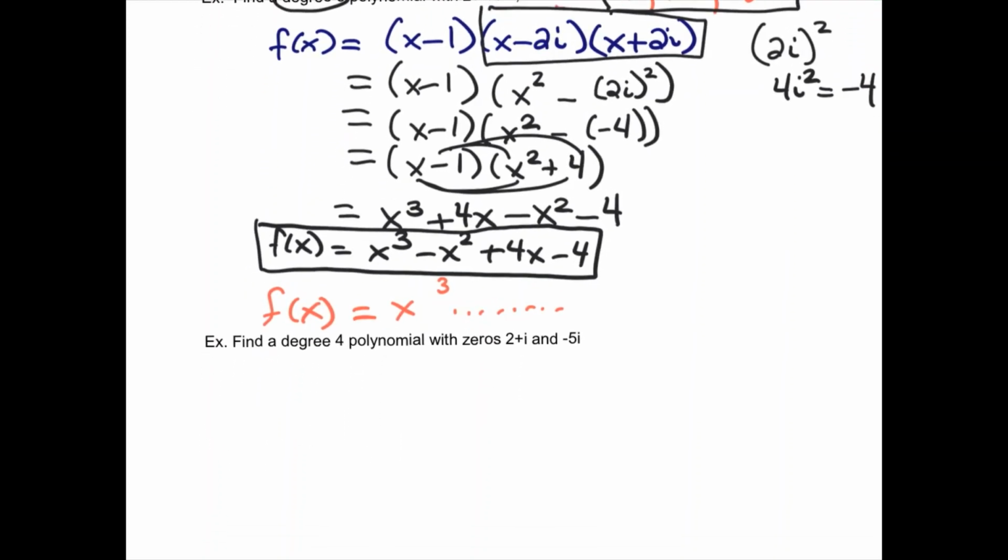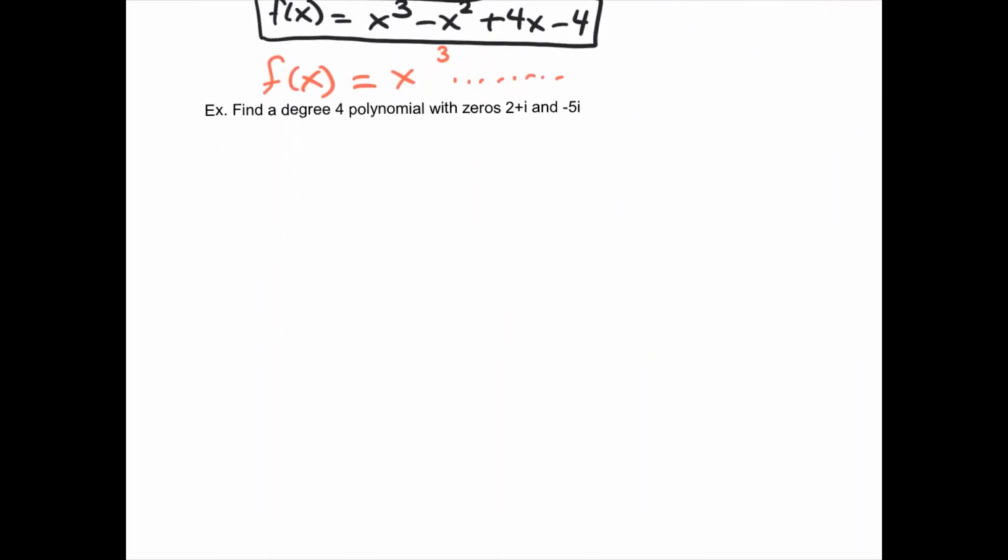Let's look at our last one here on this page. It says find a degree 4 polynomial with zeros 2 plus i and minus 5i. Same idea. If I want to find the other 2 zeros, I know one is going to have to be 2 minus i and one's going to have to be positive 5i. So in this case, they're all complex roots, which is okay. Because we said as long as you're a degree 4, you should have 4 zeros under the complex system, and we do.